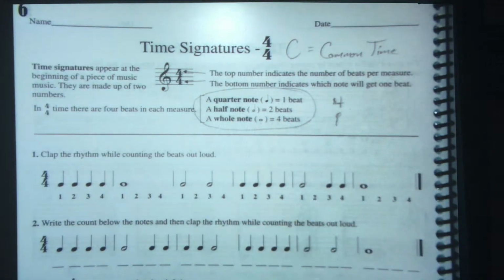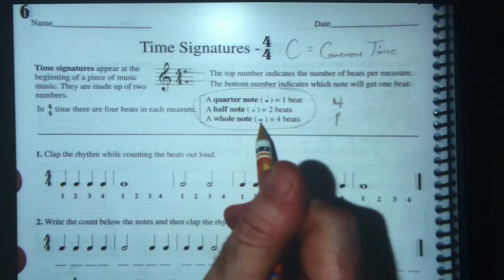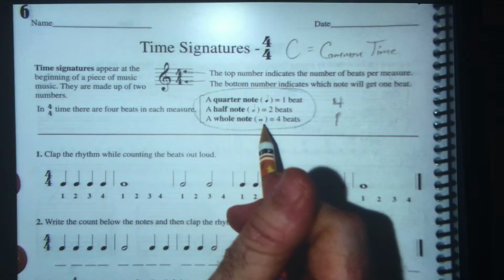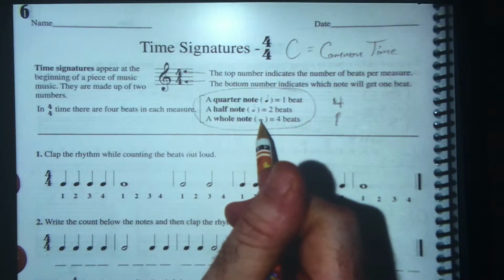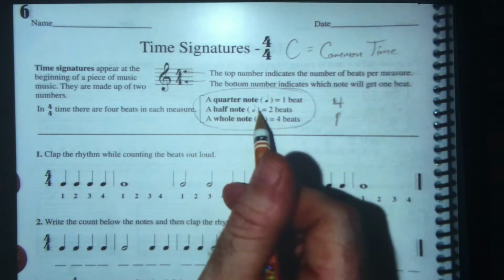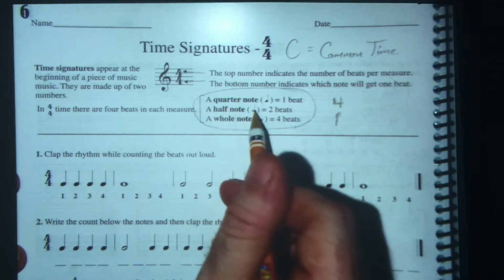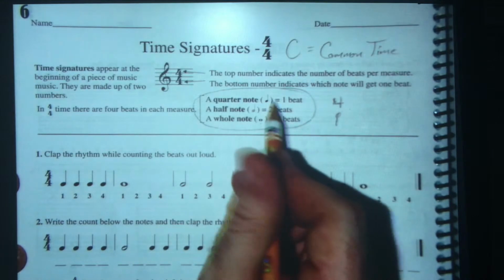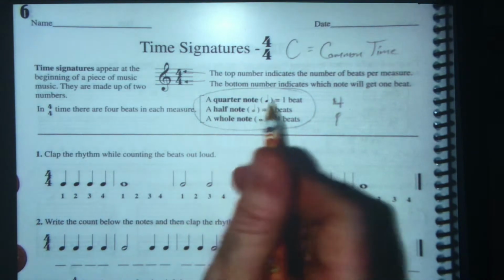Something very interesting you'll notice is the less stuff on it, the longer the duration, the longer it will last. So a whole note only has a circle and it's open, it's not filled in. A half note is going to be faster, so it has a circle, but we added a stem. And a quarter note is even faster, so it's filled in with a stem.